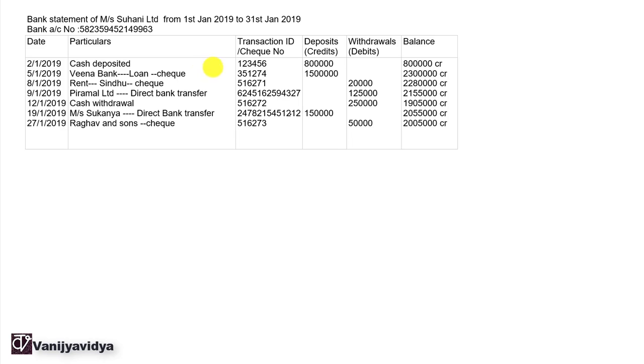Now if you see a balance, 20,05,000 credit as on 27 Jan 2019, and it is written as CR. CR means it's a credit balance. So your ordinary balance will be shown as a credit balance in your bank statement. Now let us see our bank account and bank statement together.